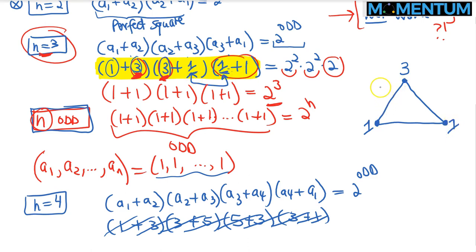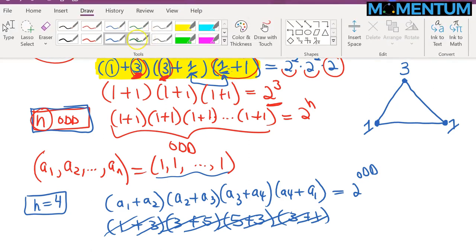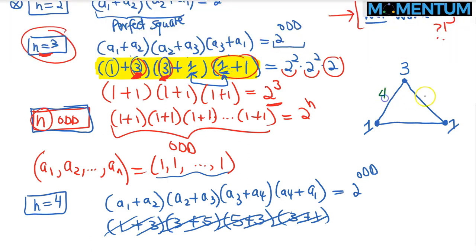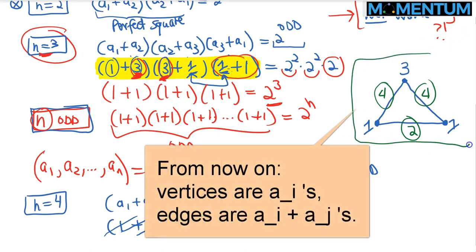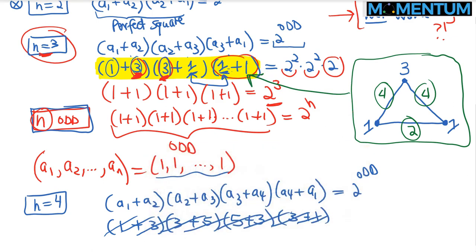And then their sums, if you guys want, we can just put it on top of the edges: 4, 4, and 2, and boom. So all we need is the product of the numbers associated with the edges. 4 times 4 is 16, times 2 is 32, which is 2 to the power 5, and odd, so that works. So from now on, I will just use this notation rather than doing this ugly product, sum, product like that.